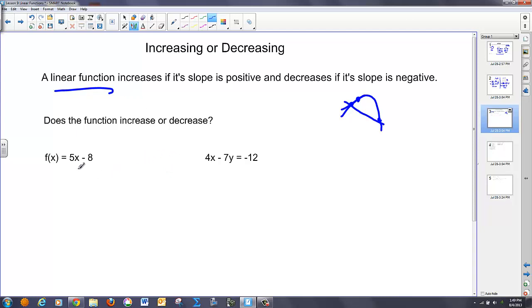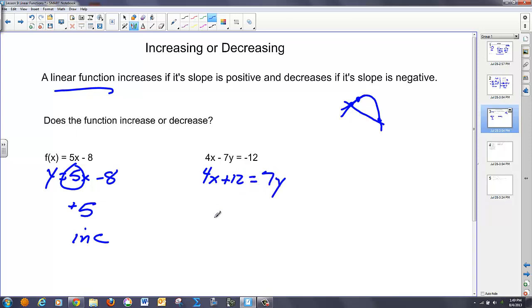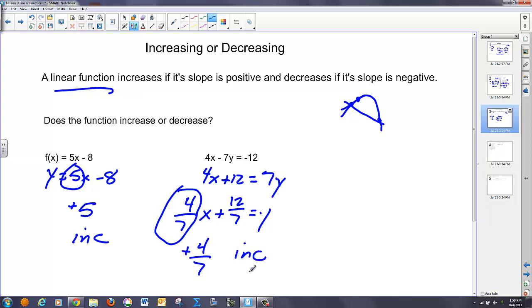Slope's given by y equals mx plus b. F of x is y. And we know our slope is in front of the x term, so 5 is positive, therefore this increases. In this case, I want to get y by itself, so 4x plus 12 is equal to 7y. Divide by 7, 4 sevenths x plus 12 sevenths equals y. The term in front of the x is the slope, 4 sevenths is positive, therefore this increases as well.